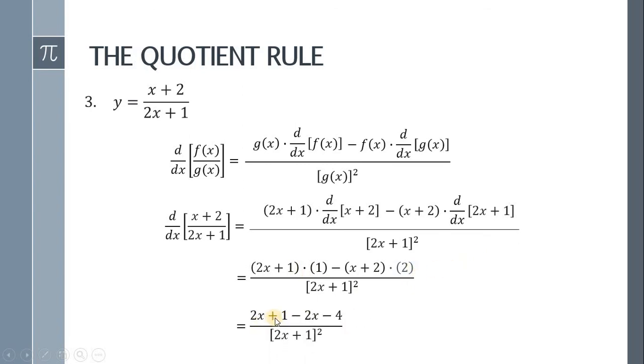Simplify natin yung numerator. We have 2x plus 1 minus 2x minus 4. Next, combine similar terms. Yung 2x saka yung negative 2x is cancel out. Ang matitira na lang ay 1 minus 4. Or simply, negative 3 over 2x plus 1 raised to 2. Therefore, ito yung ating y prime. Ito yung ating derivative. Ito yung slope of this curve at any given point. And we're done.